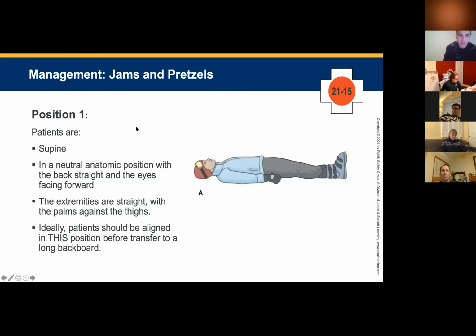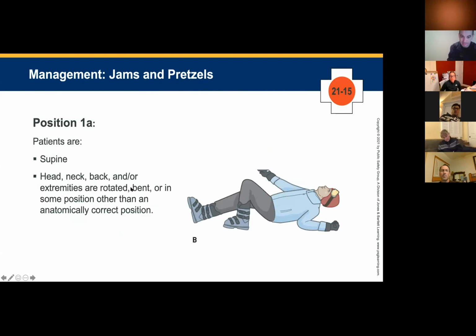So position 1, this is where the patient is supine. It's a neutral anatomic position with the back straight, eyes forward, the extremities straight with the palms against thighs. And this is how we should align our patients prior to going onto a backboard or movement of any kind. We want them in this position. Sometimes you might find them in 1A. With 1A, they're laying supine, but they're all sorts of bent.